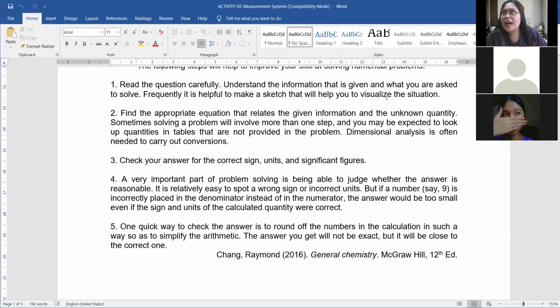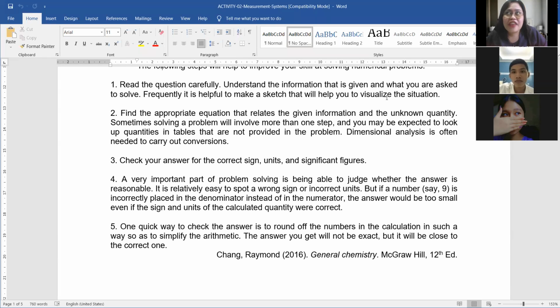So mao na siya ang importante pud nga butang nga himuon, because sometimes you are confident sa imong answer, and maybe naay na-miss nga part during sa solving, and that makes your answer wrong na. So it's really good to recheck your answer para makita ninyo kung tama gyud ba inyong answer or dili. And then one quick way to check the answer is to round off the numbers in the calculation in such a way as to simplify the arithmetic. The answer you get will not be exact, but it will be close to the correct one.